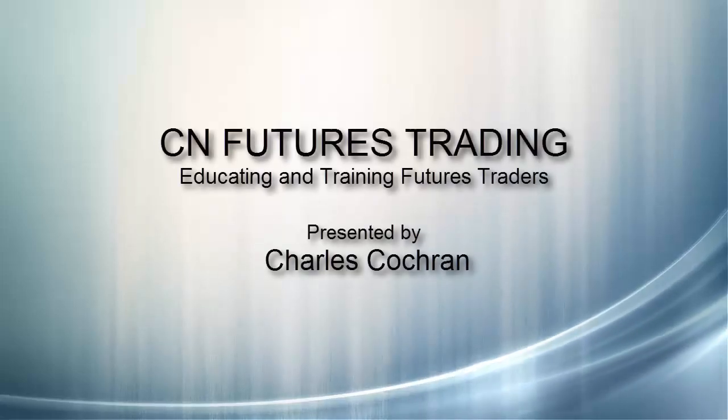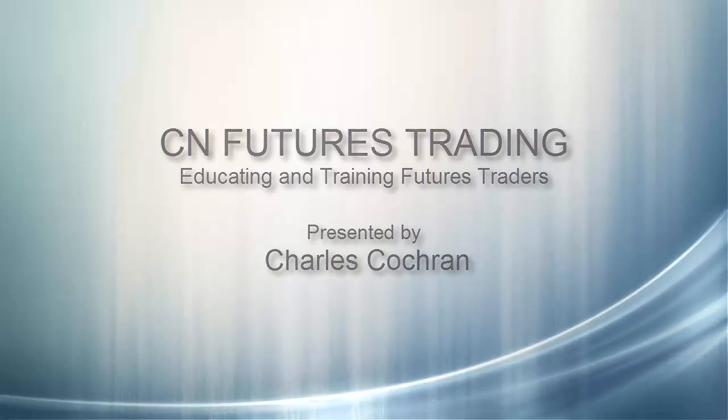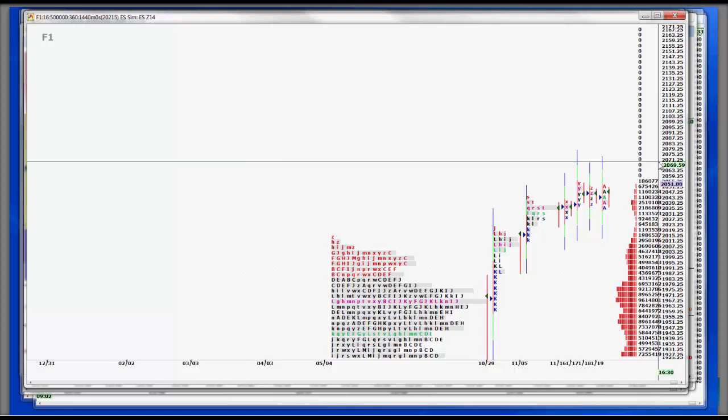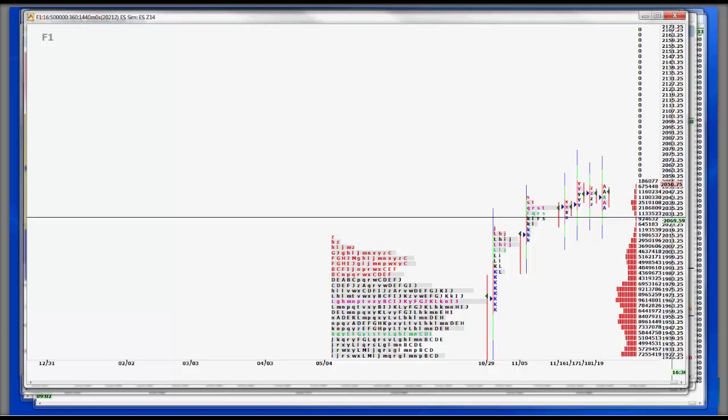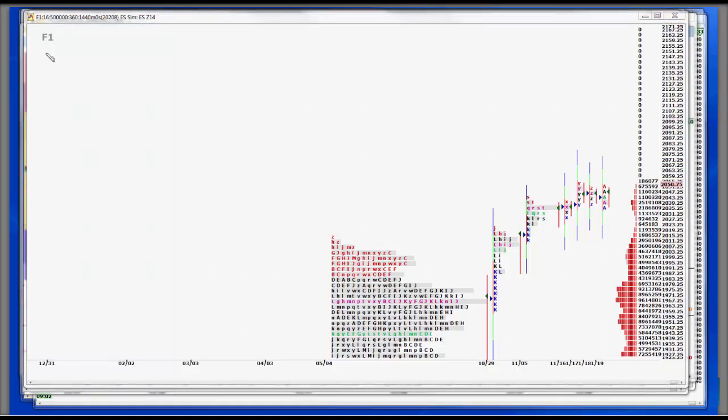Good morning. Time for CNFT to go over how levels are picked on the E-mini. What we really spend a lot of time doing is putting the market action into context. And context involves a lot of things.